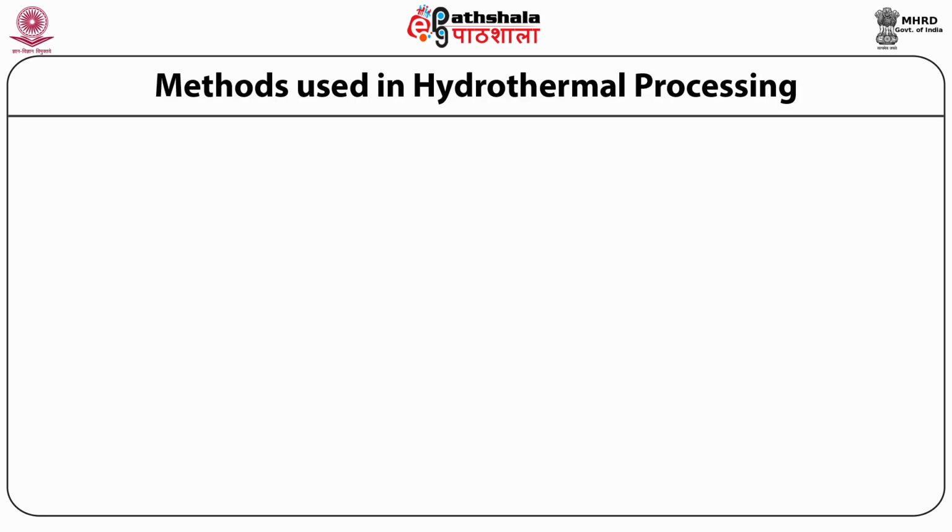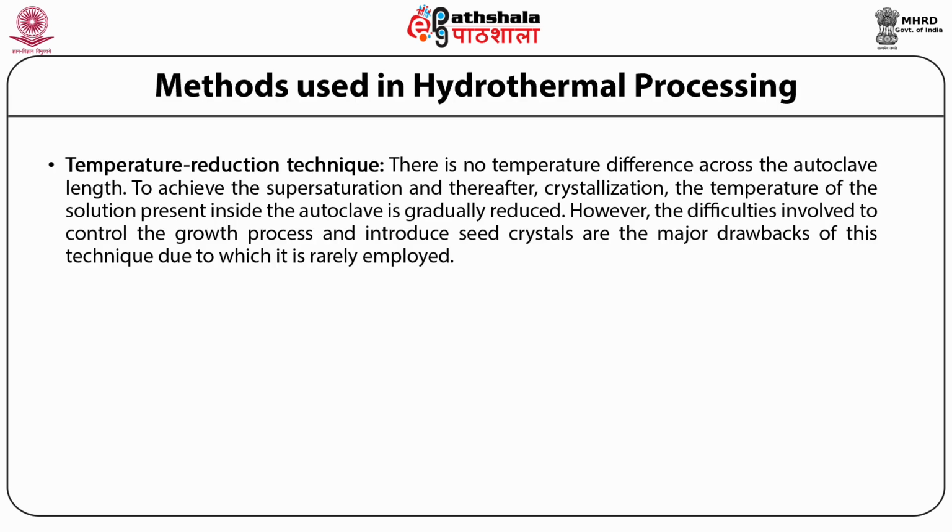The second method, which is used in hydrothermal processing, is the temperature reduction technique. There is no temperature difference across the autoclave length. To achieve the supersaturation and thereafter crystallization, the temperature of the solution which is present inside the autoclave is gradually reduced. However, the difficulties which are involved to control the growth process and introduce seed crystals are the major drawbacks of this technique, due to which it is rarely employed.